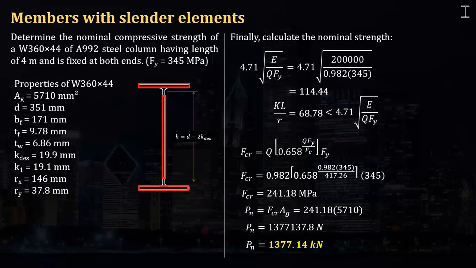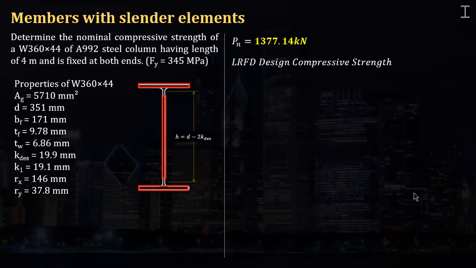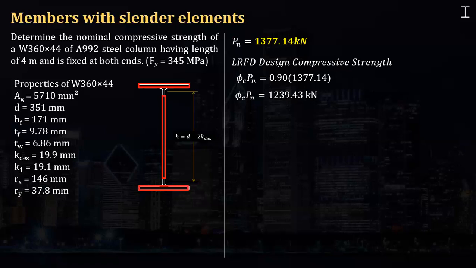And of course, if we are asked to calculate the LRFD design compressive strength and also the ASD allowable compressive strength of this column, then we're going to apply the reduction factor phi, which is 0.9. So 0.9 times that Pn gives us 1,239.43. This must be greater than the required strength. The required strength for LRFD is 1.2 dead load plus 1.6 live load, if it involves only dead load and live load, and 1.4 dead load if there is no live load.